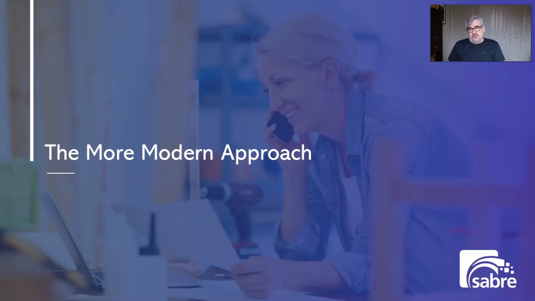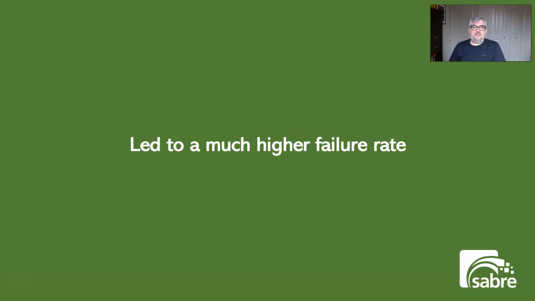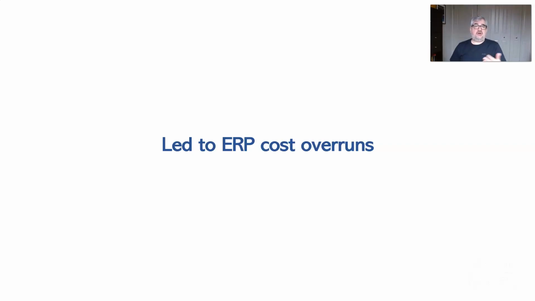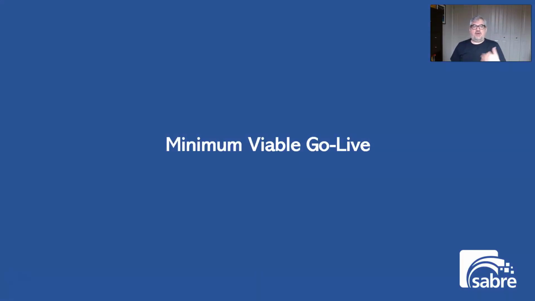So the more modern approach, which is used traditionally today, and I mentioned that this old approach was popular in the 90s and the aughts, the 2000s, but it led to this much, much higher failure rate, and led to cost overruns. So in the 10s and the 20s, it was essentially abandoned, and we went with something that is called a minimum viable go live. That is kind of the new approach.